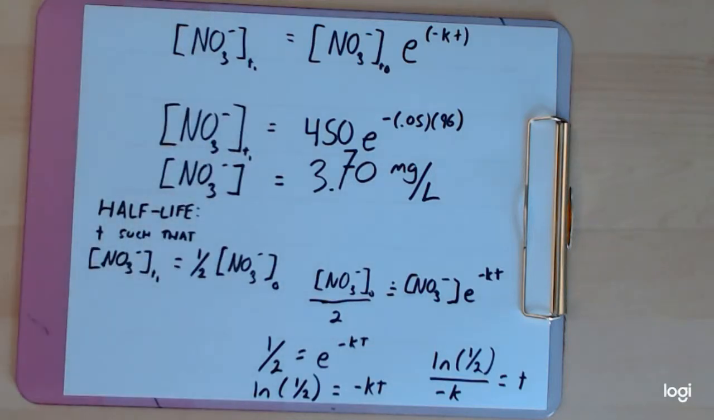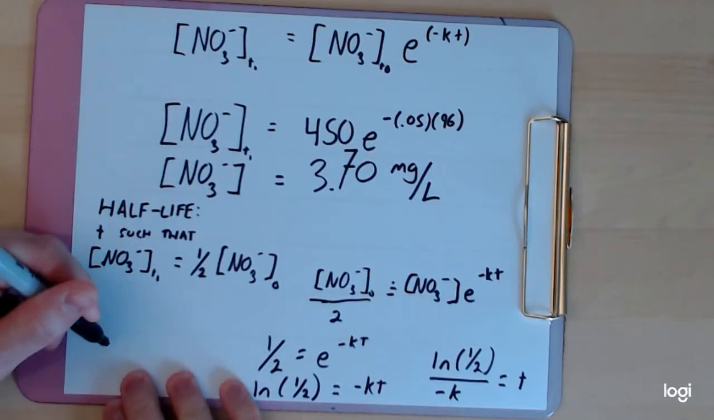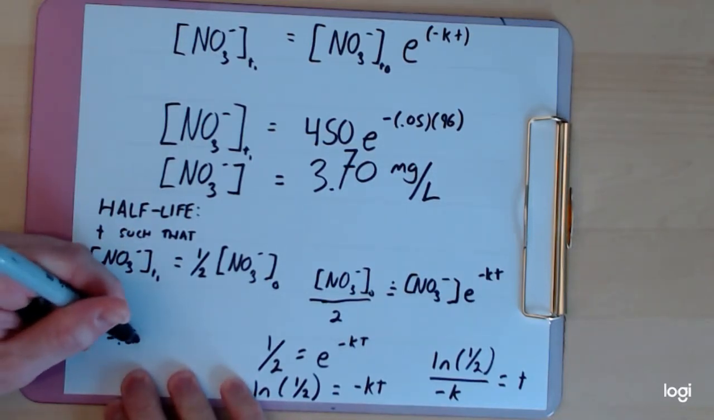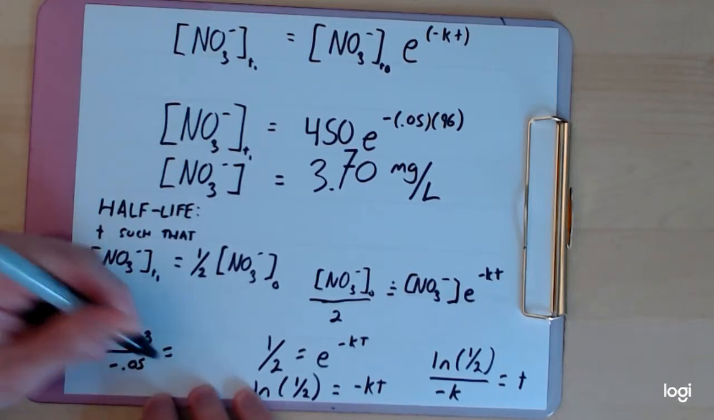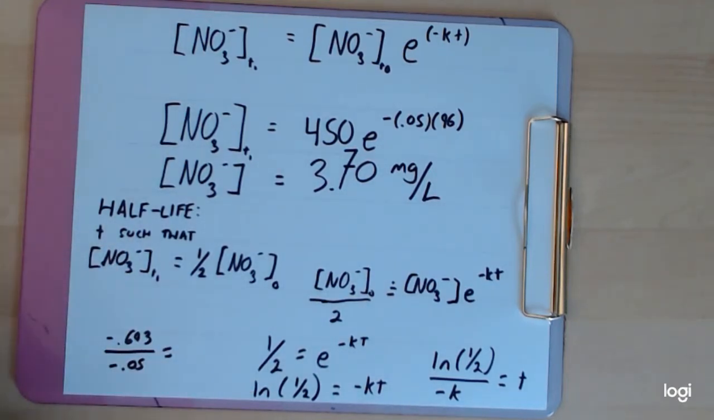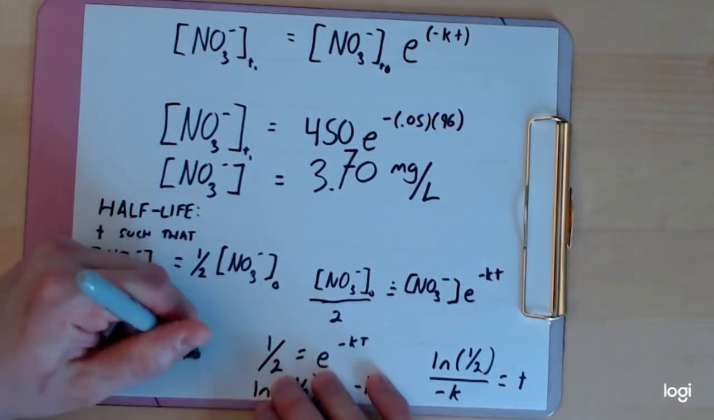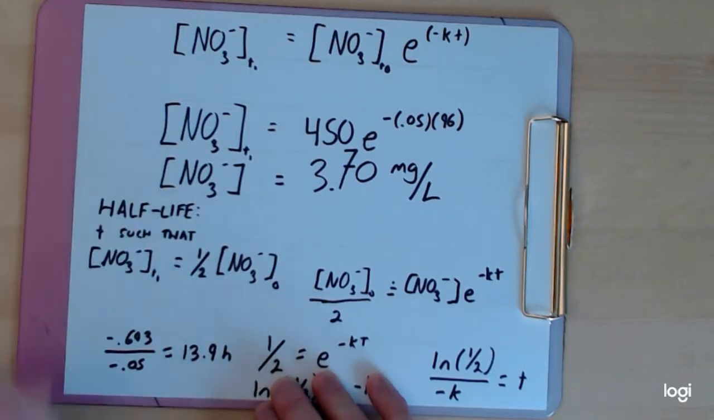And for this problem, the natural log of 1/2 is negative 0.693, and the k we had was 0.05, so negative 0.05. And I didn't figure this out in advance, so I'm just going to plug it into my calculator right now. And you end up with 13.9 hours. It takes 13.9 hours for the nitrate concentration in this bioreactor to be reduced by half.